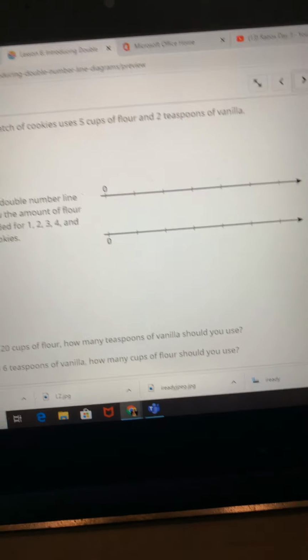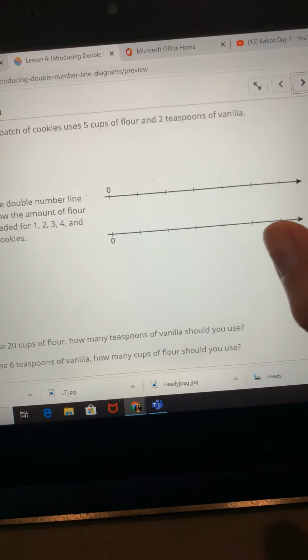And then the cool down, you're going to complete the numbers, the diagrams. You're going to do that on Google Docs.